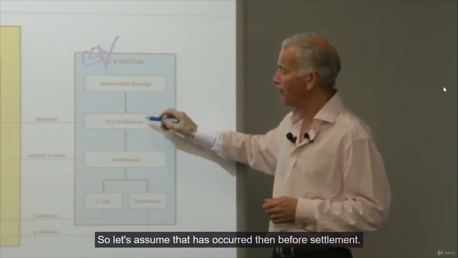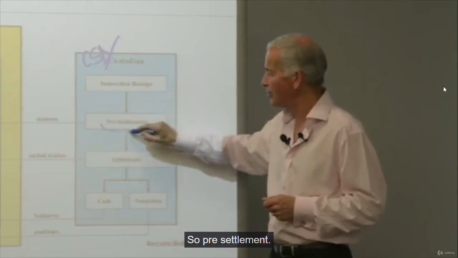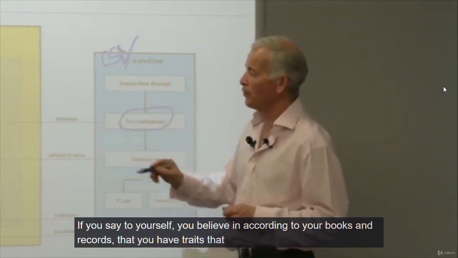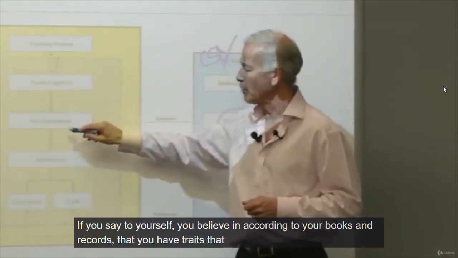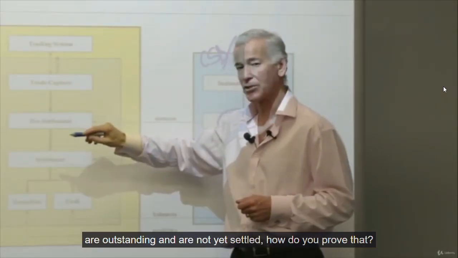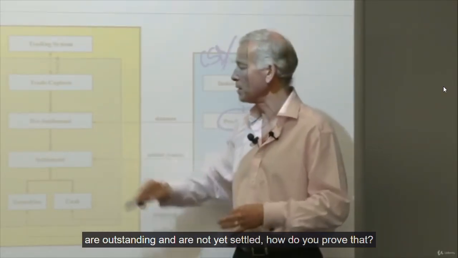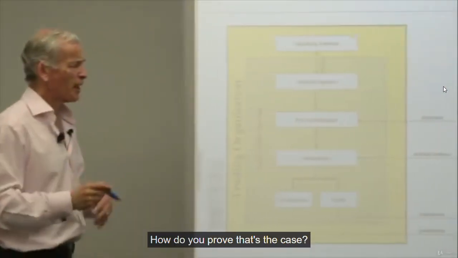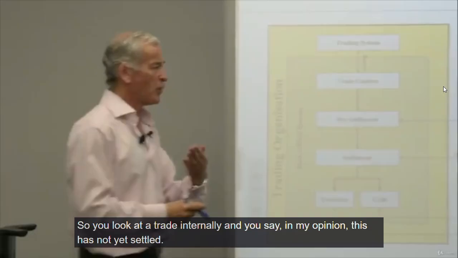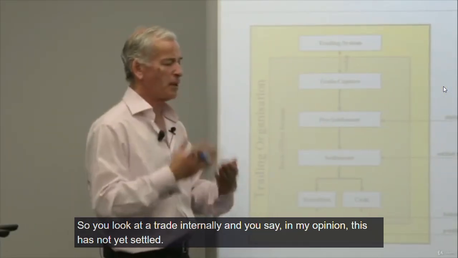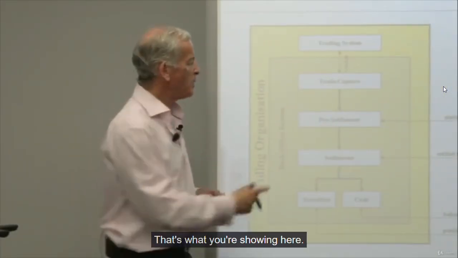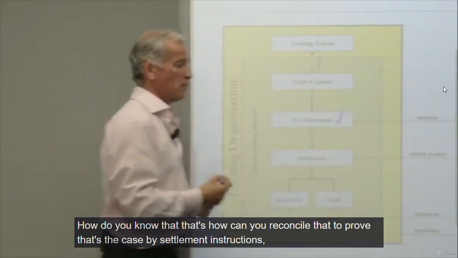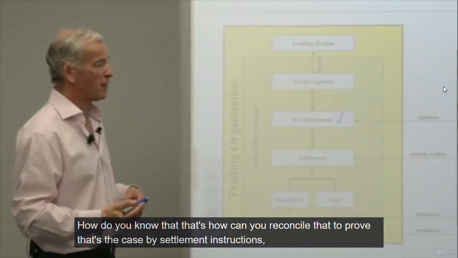Then before settlement, so pre-settlement, if you believe, according to your books and records, that you have trades that are outstanding and are not yet settled, how do you prove that? How do you prove that's the case? So you look at a trade internally and you see, in my opinion, this has not yet settled. That's what you're showing here. How can you reconcile that to prove that's the case?